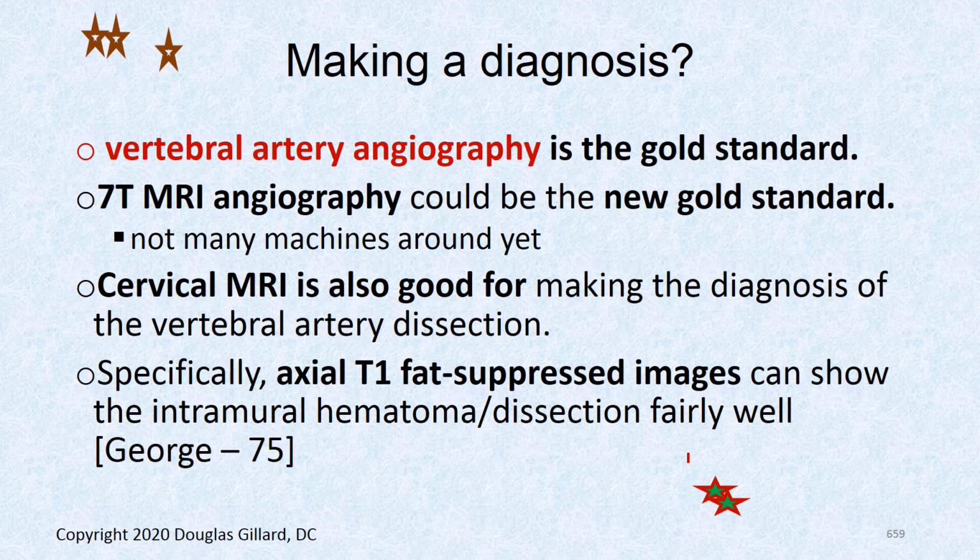Making the diagnosis, the gold standard is to order a vertebral artery angiogram. There's new 7 Tesla MRI that is super high resolution. Those are being used. Stanford and USC are the only two facilities that have those in the Bay Area that I know of. Cervical MRI, we looked at one of those. They're pretty good as well. Specifically, you look at the axial T1 fat suppressed images. They can show these intramural hematoma formations within the dissection.